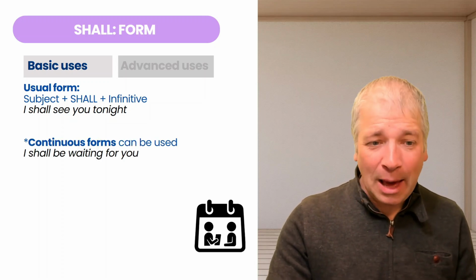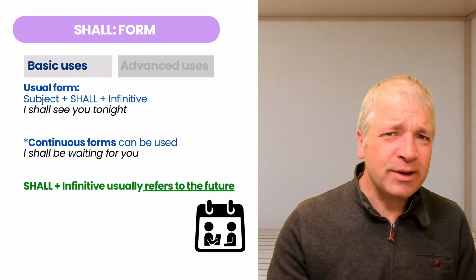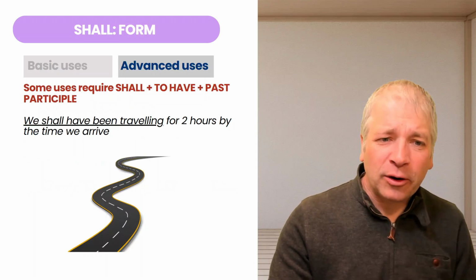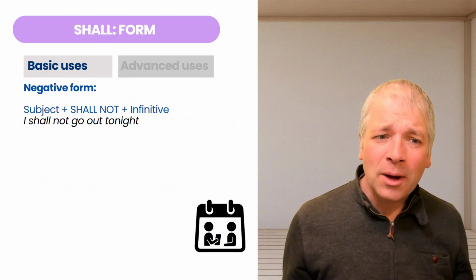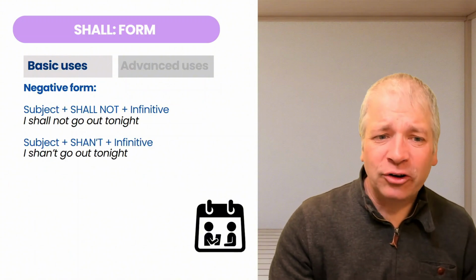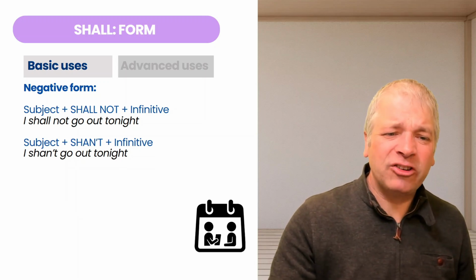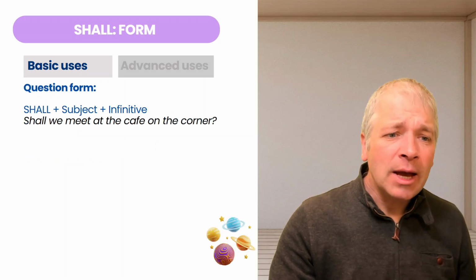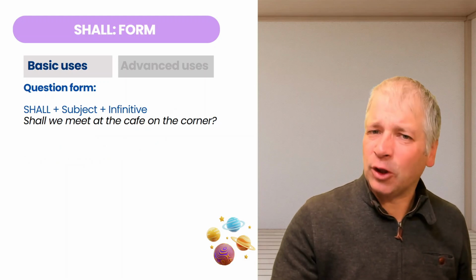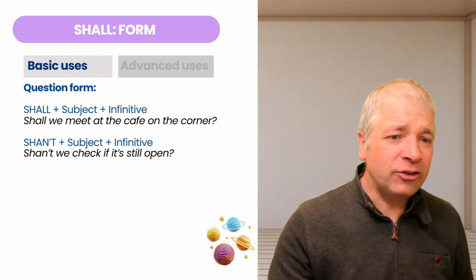The continuous forms can be used with shall, and it usually refers to the future. We don't often use it in the present. With the past, shall have past participle. In the negative form, shall not followed by the infinitive, but there is an irregular contraction here. Shan't. I shan't go out tonight. In the question form, shall goes at the beginning. Shall we meet at the cafe on the corner? Shall subject infinitive. And we can also use shan't in the negative form.